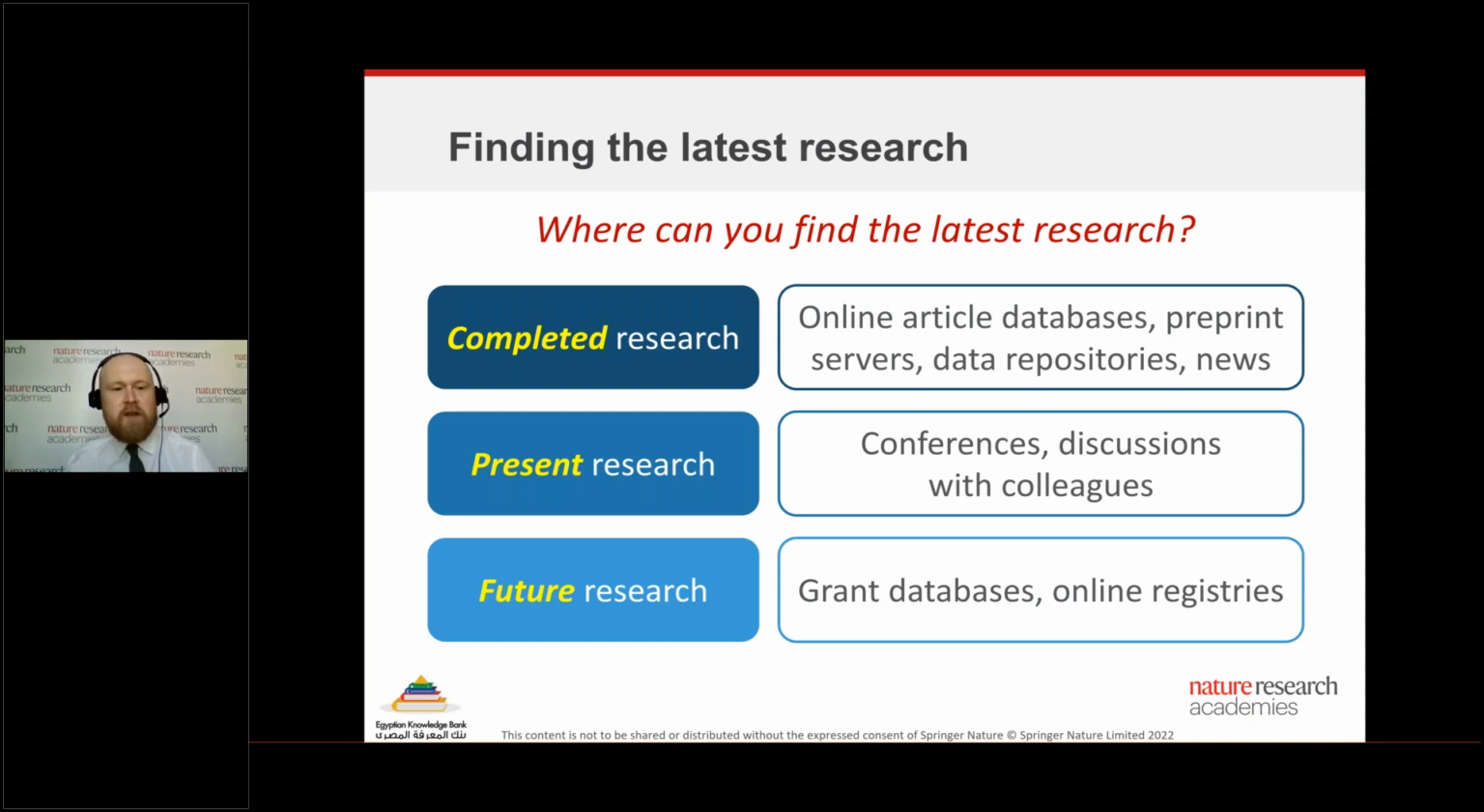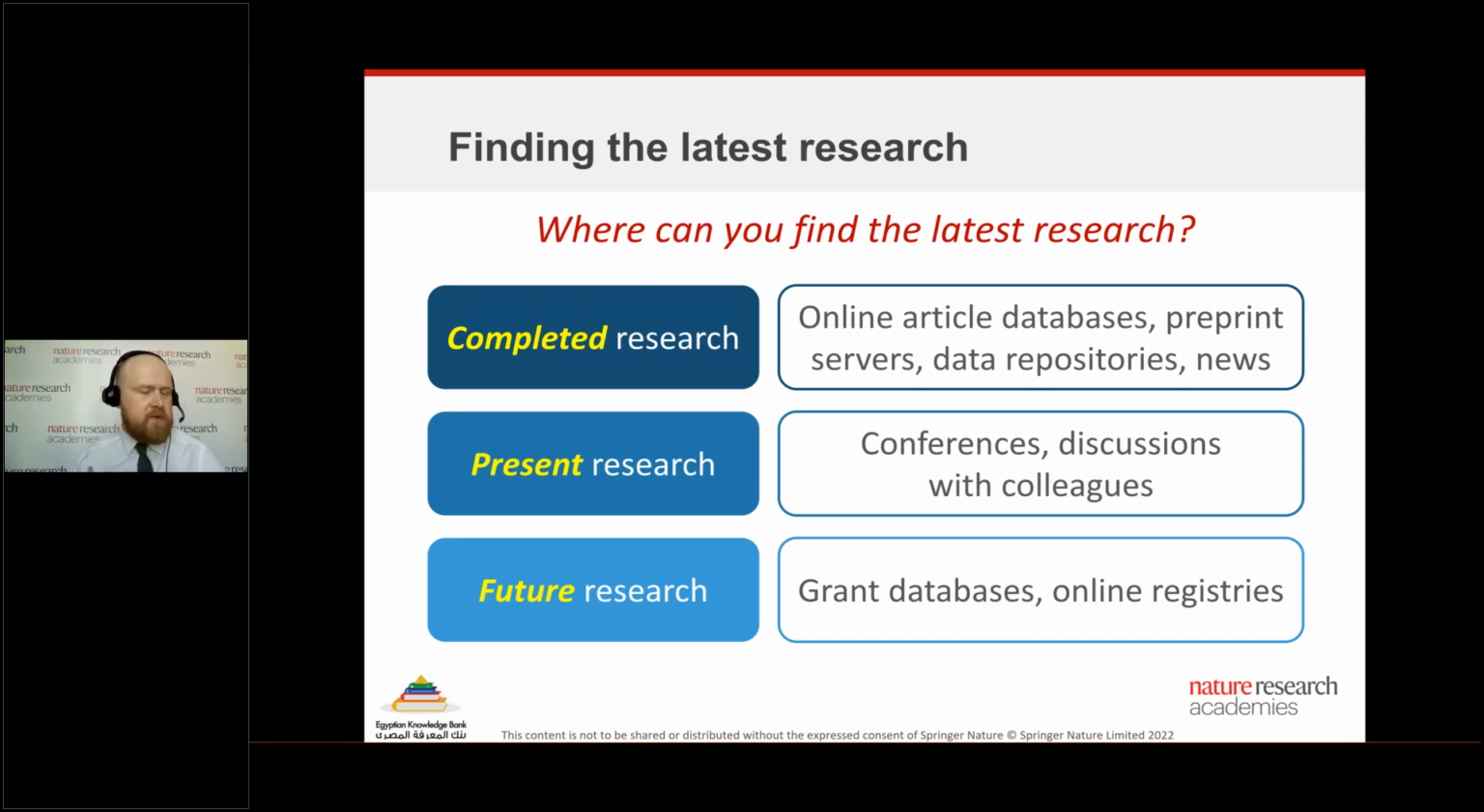How do we find out about present research that hasn't yet been published? Conferences, of course, are a great way to establish trends within your research field, things that people are working on but they haven't yet published. But discussions with colleagues is a great way to learn about your research field. Simply engage with your colleagues about your areas of research. And you can learn lots through talking to other people, okay?